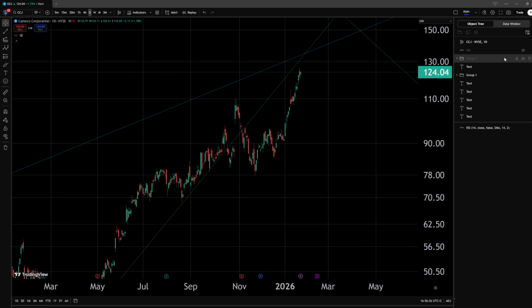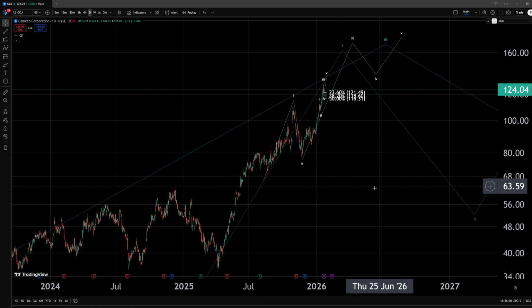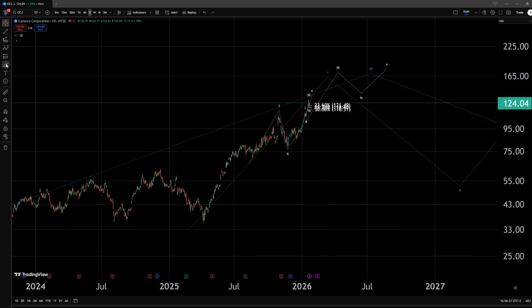Now, within this structure to the upside, as I was mentioning, I'm tracking an extension higher. And how do I track this extension? Well, I would initially consider that this is a potential extension of the 5th wave of this move. So I'm still tracking here a 1, 2, 3, 4th, and this would have been ideally the 5th wave for us in the previous video.